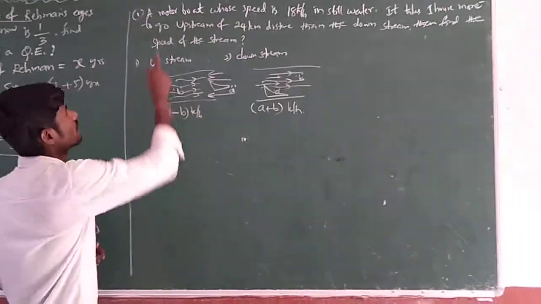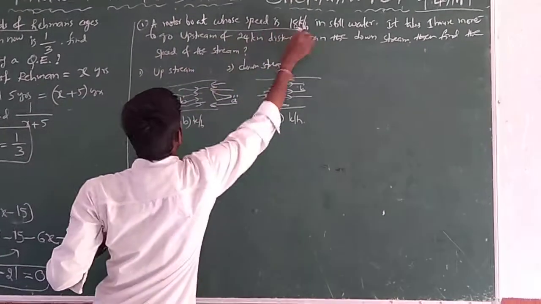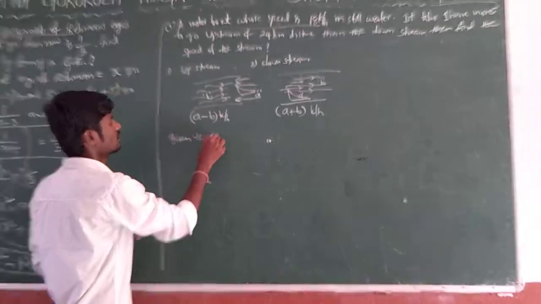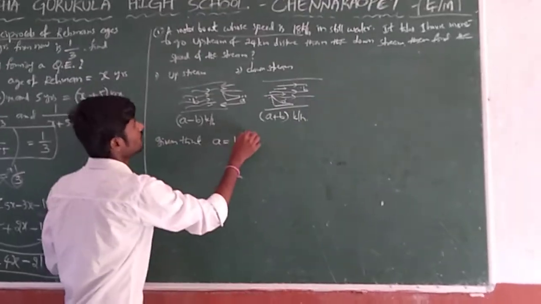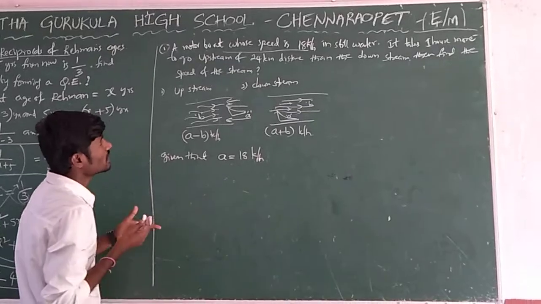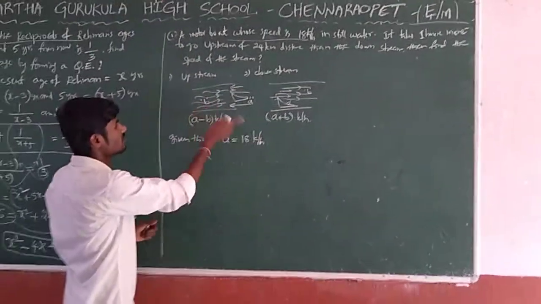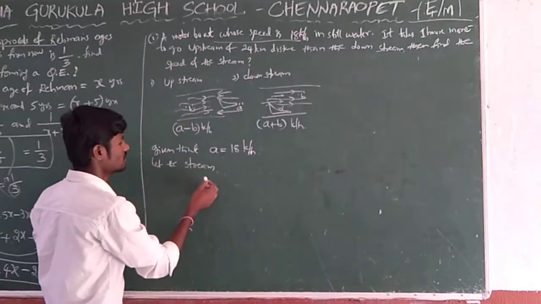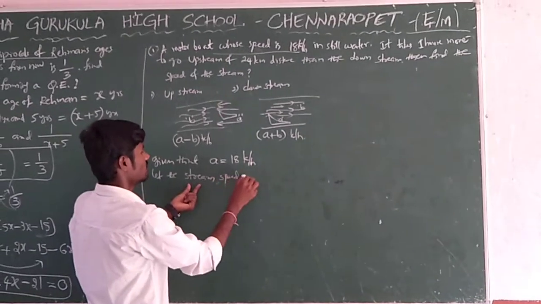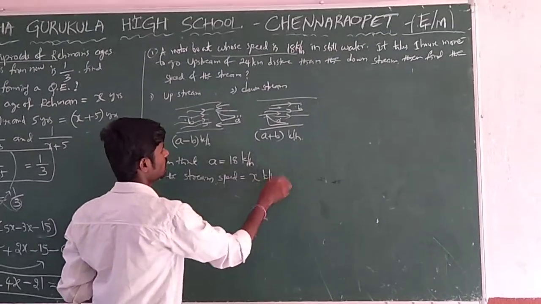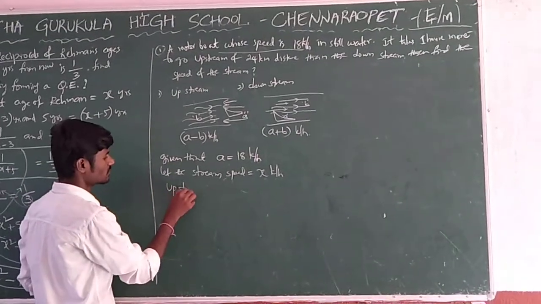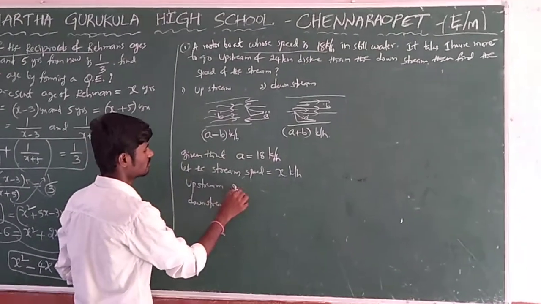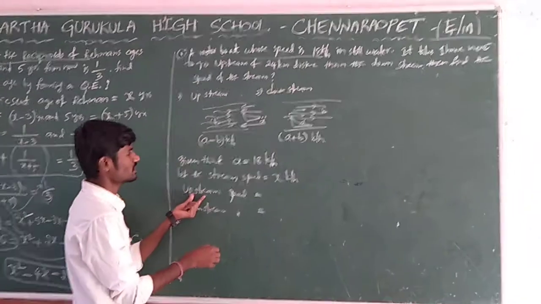Now come to the problem. Motor boat whose speed is nothing but the speed of the boat, which we denoted with A. So given that A equals 18 kilometer per hour. And what they are asking is, find the speed of the stream. The speed of the stream we denoted with B. That's why let the speed of the stream be some x kilometer per hour. In that case, the speed of upstream and the speed of downstream will become what? See here, upstream case A minus B.